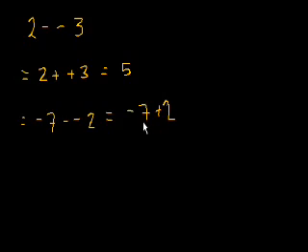And remember, we're going to start at negative 7, and we're going to move 2 to the right. So if we move 1 to the right, we go to negative 6. And then we move 2 to the right, we get negative 5. And that makes sense because negative 7 plus 2 is the same thing as 2 minus 7. If it's 2 degrees and it gets 7 degrees colder, it's minus 5.